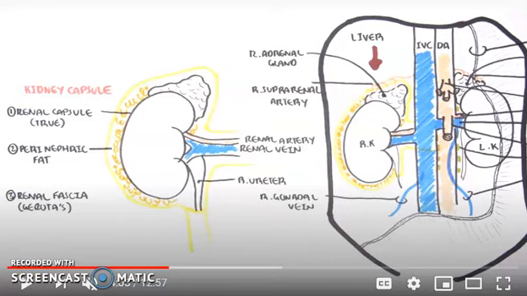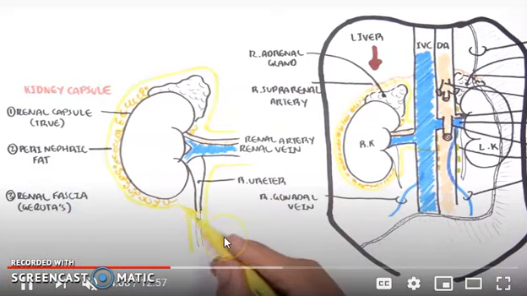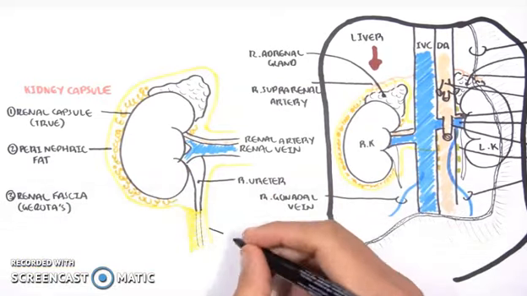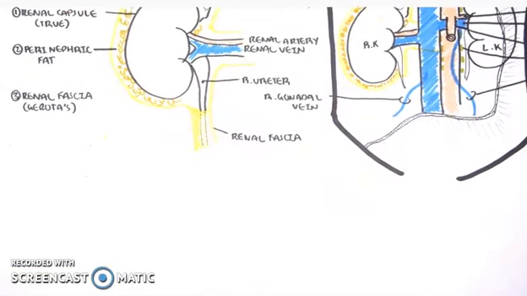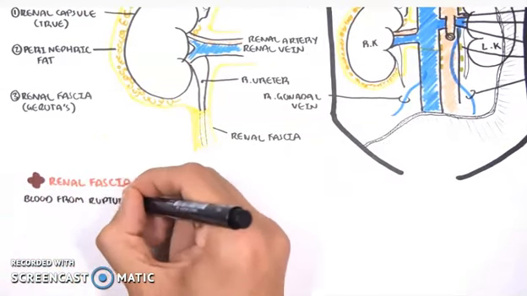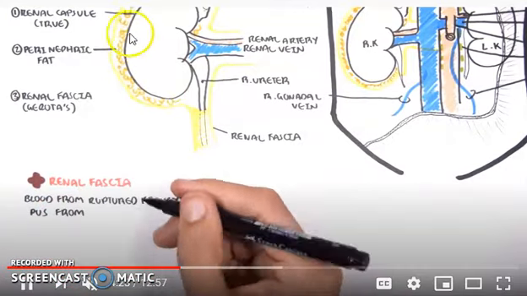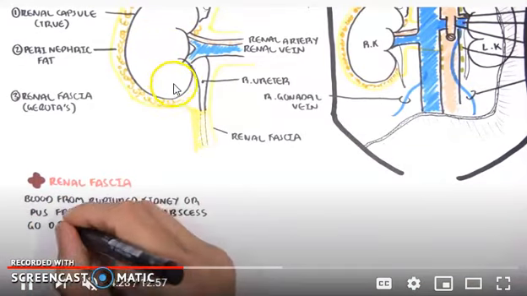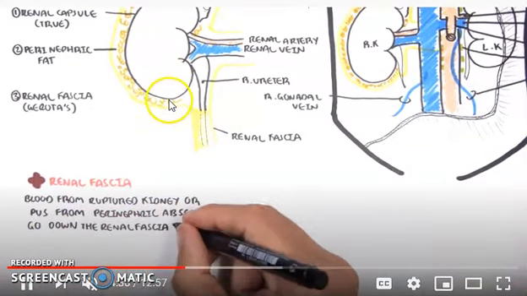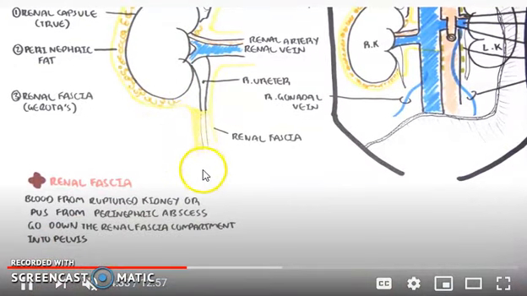The importance of the Gerota's fascia is that it lines the major blood vessels as well as the ureter. And the clinical importance of this Gerota's fascia is that as it lines the ureter, if there occurs injury to this kidney, the blood from the ruptured kidney or pus from any perinephric abscess goes along this fascia into the pelvis.